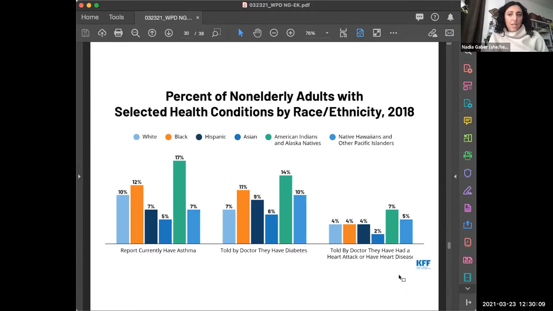So this is just a graph that shows that those pre-existing conditions that predispose people to worse outcomes from COVID, asthma, diabetes, former heart attack, were disproportionately in communities of color. Particularly in Black communities and in Native American communities.